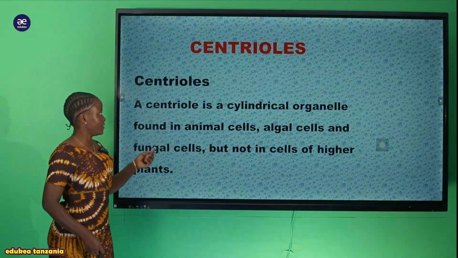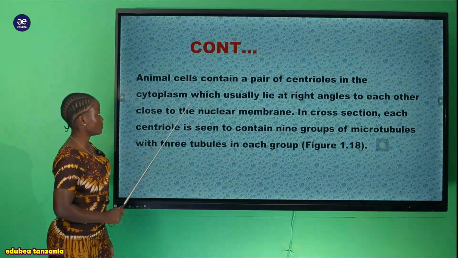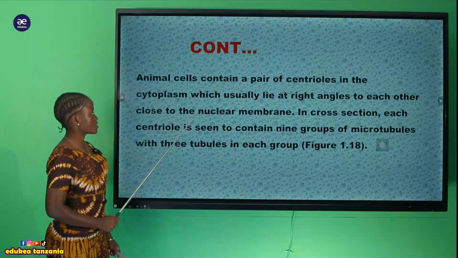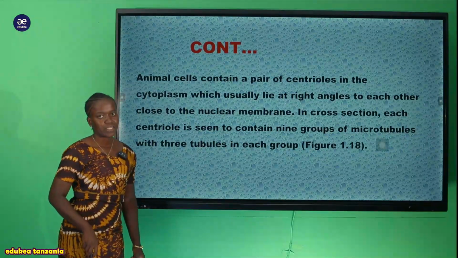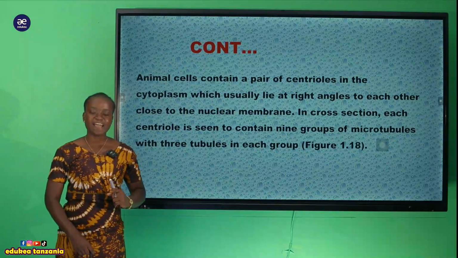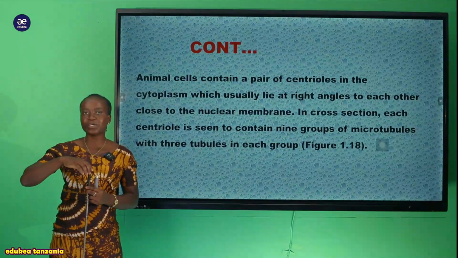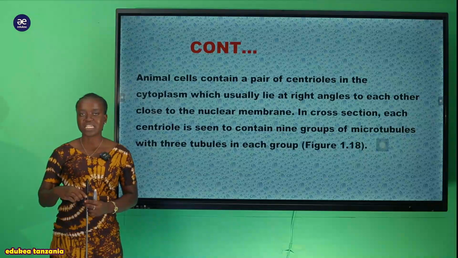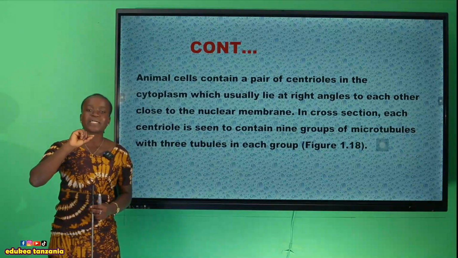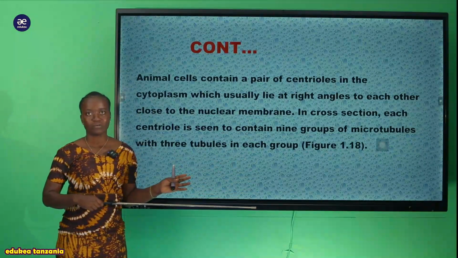So now simply we can say that animal cells contain a pair of centrioles in the cytoplasm, which usually lie at a right angle to each other close to the nuclear membrane. So if you look at the structure of an animal cell, you will see that after the structure of the nucleus, on top of it there are centrioles. They lie at a right angle. The way they are arranged, they are perpendicular to each other, that is, at a right angle.